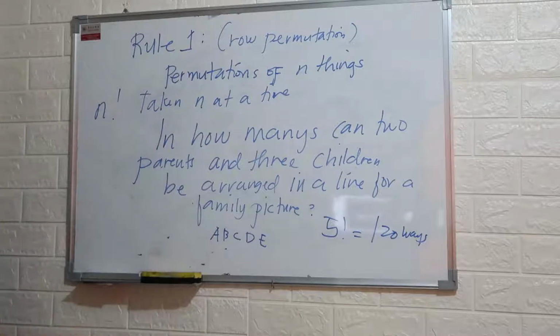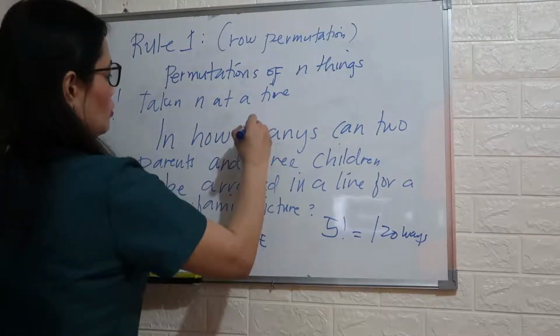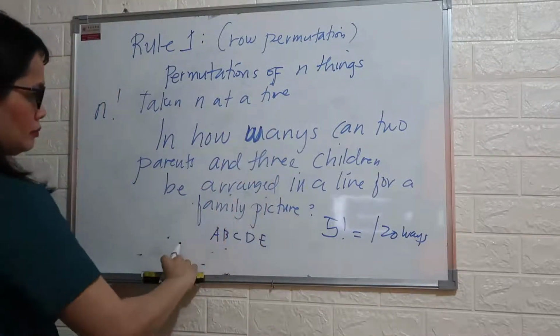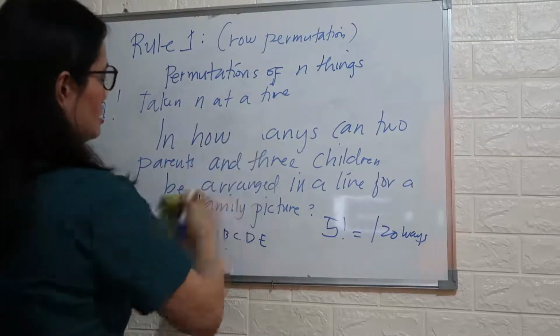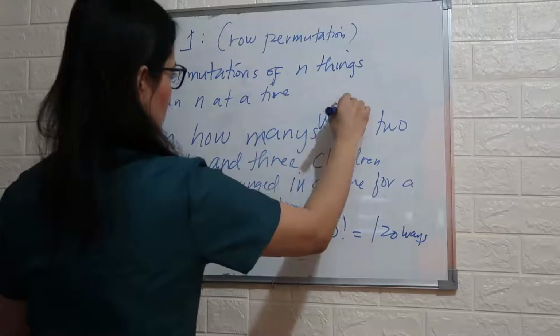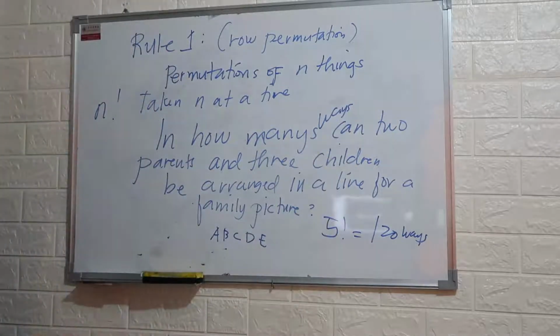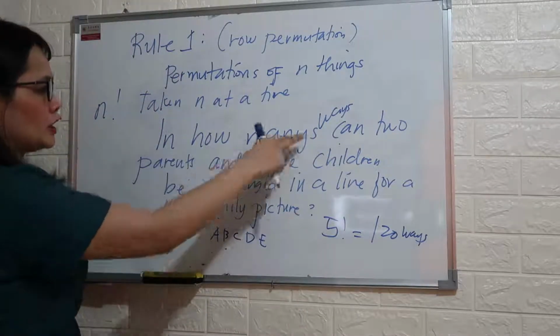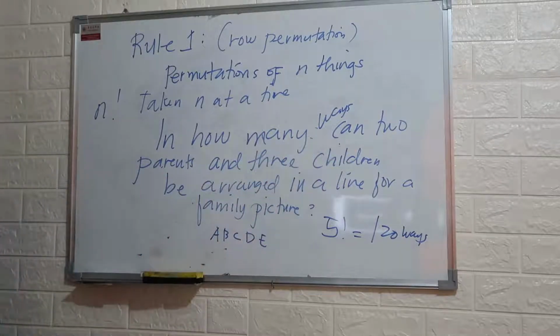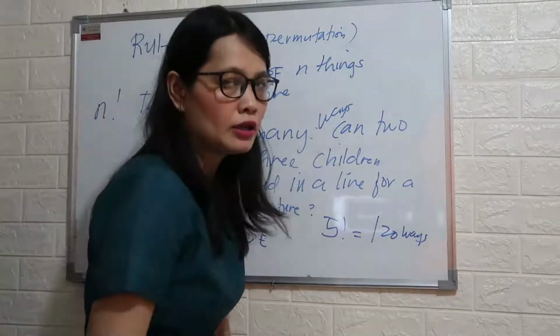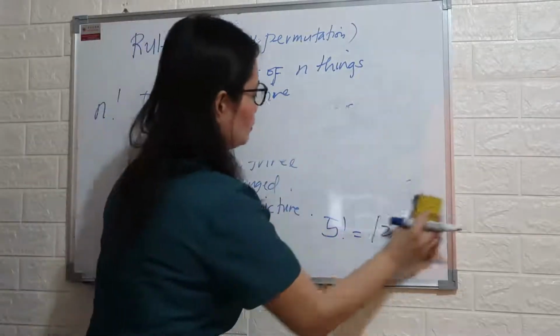In how many ways can 2 parents and 3 children be arranged in a line for a family picture? You do have 120 ways. Another example.